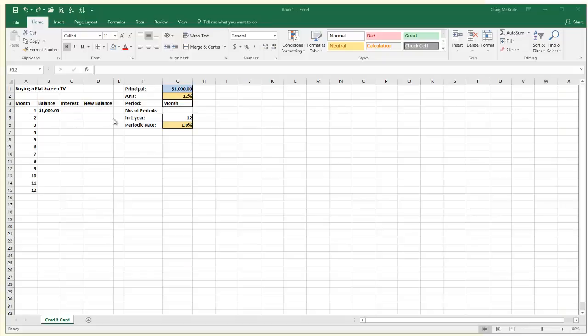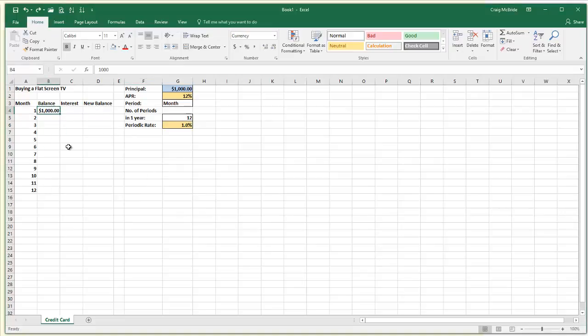Now, if we set up our Excel spreadsheet with all this information, we can start to figure out how much we pay each month. So we can see that we have a starting balance of $1,000. Here's our starting principal. Our interest is 12%. It's monthly, so there's 12 in a year. And then this periodic rate, I didn't just type in 1%. I defined it as G2 divided by G5, because that way, if we want to change it up, the numbers will change with us.